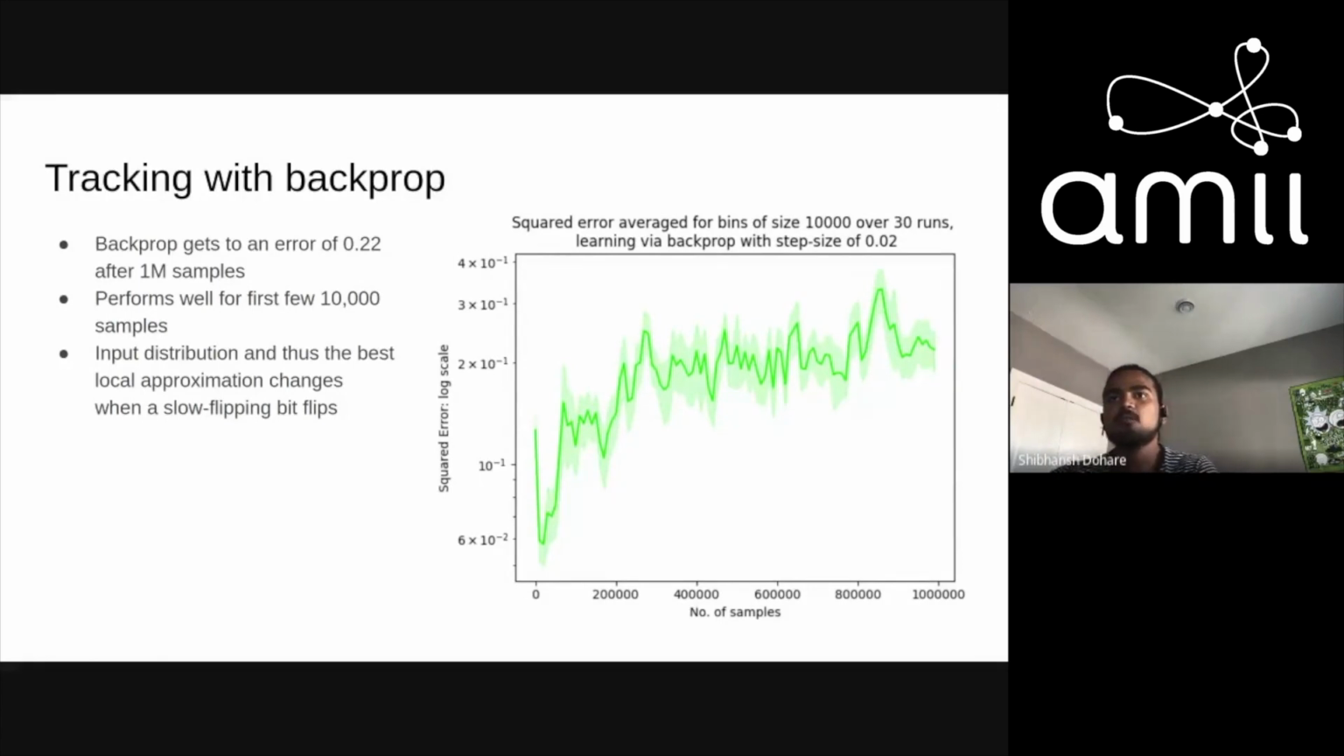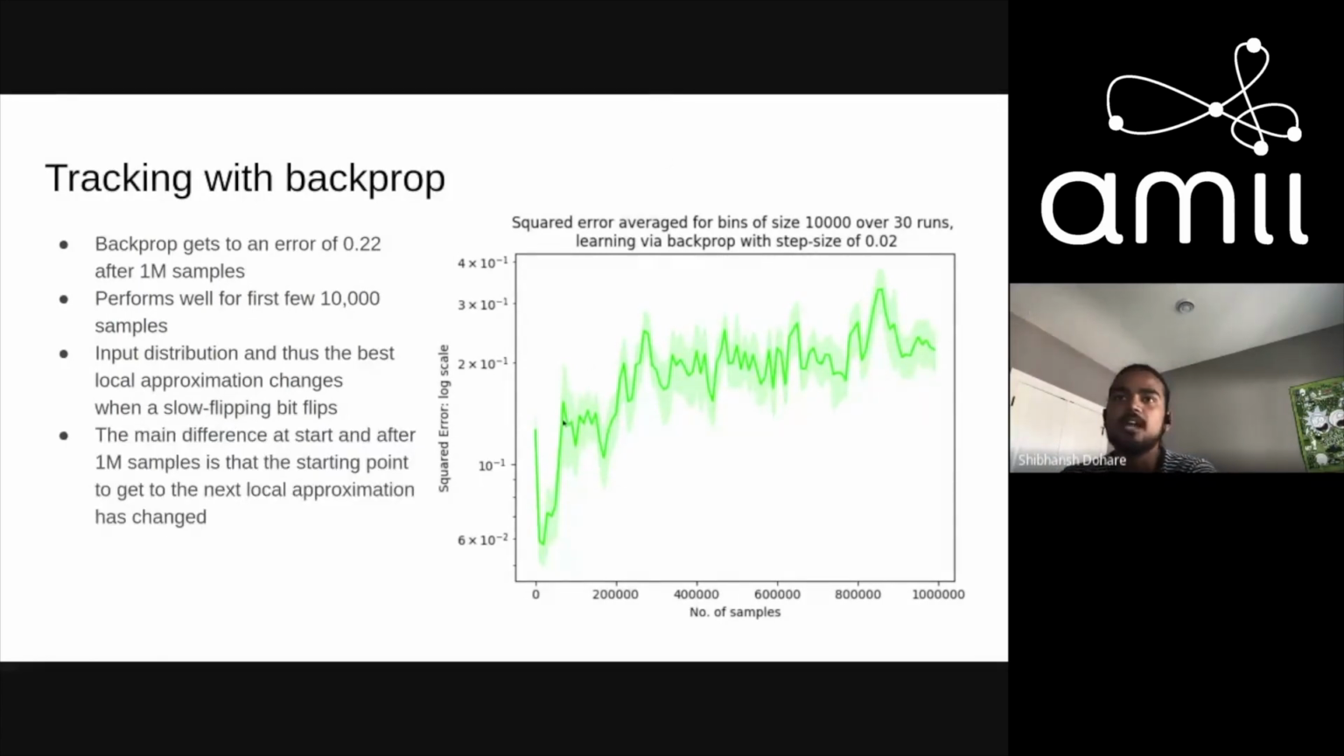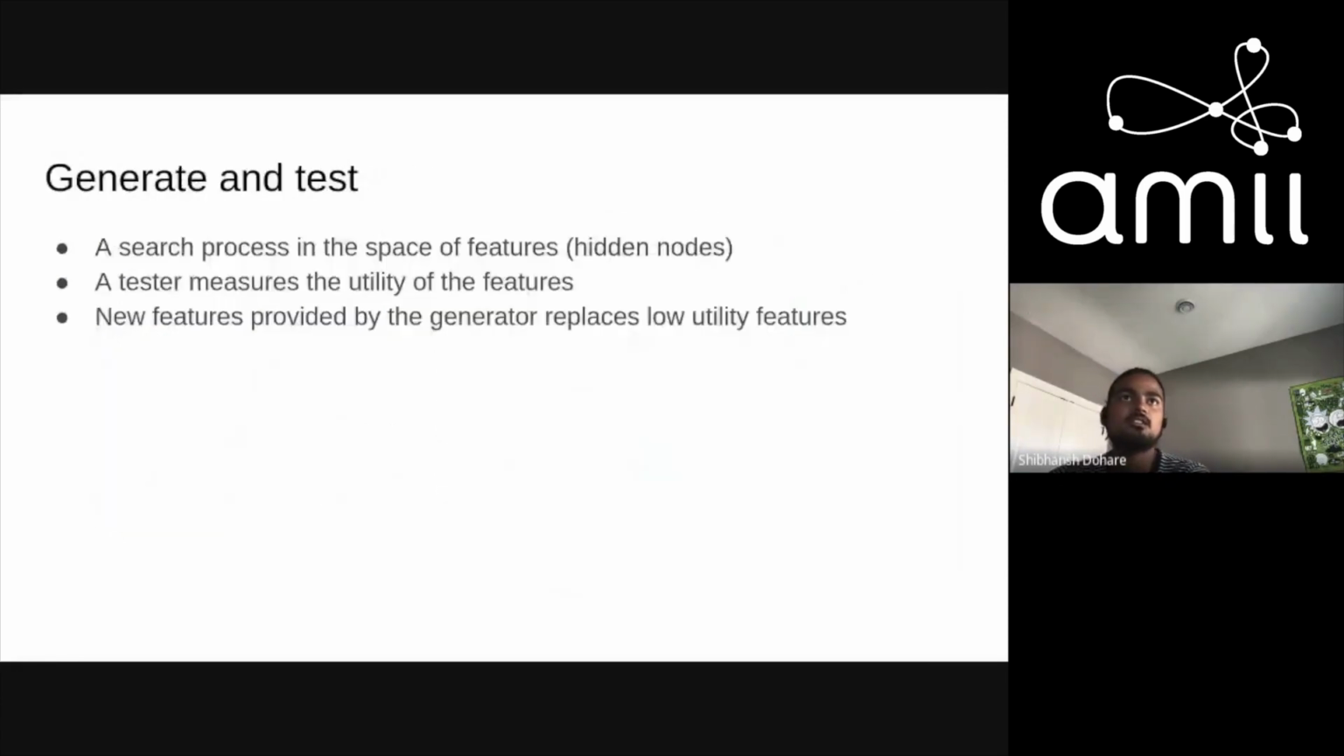So the main difference between time step 0 and time step 1 million is that that initial point has shifted. Initially we started with some special distribution, and over time, after learning, we have moved to some different part of the weight space, and it seems like that is not a good starting point if we want to track. So it seems like the input distribution is important, and if we can somehow infuse that input distribution into the current weights while tracking, then we can probably do better. So how we do that is using generate and test.